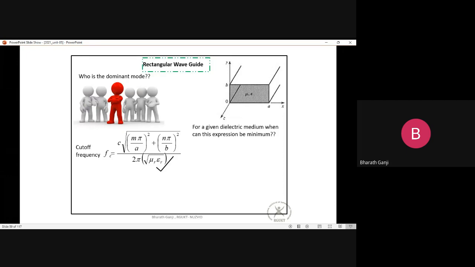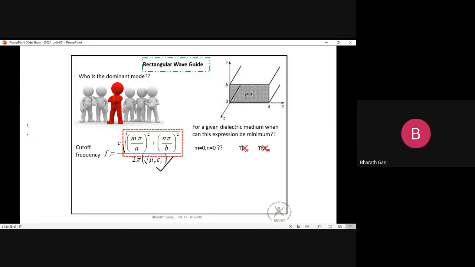Okay, for a given dielectric medium if I want to make the cutoff frequency minimum, that minimum ఏ మోడ్కి అయితే మినిమం వస్తుందో దాన్ని డామినెంట్ మోడ్ అని పిలుస్తాం. So when can I make it minimum? I can make it minimum when I can choose m equal to 0 and n equal to 0. But if I choose that, then k is equal to kc, then it goes into a TM wave and it cannot propagate. Okay, so we cannot have such kind of scenario.